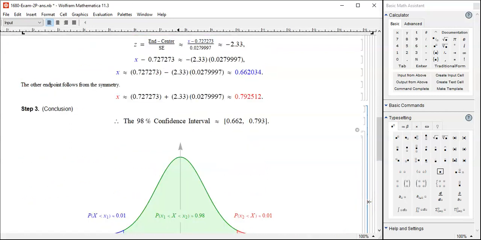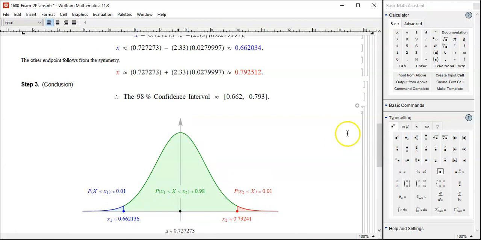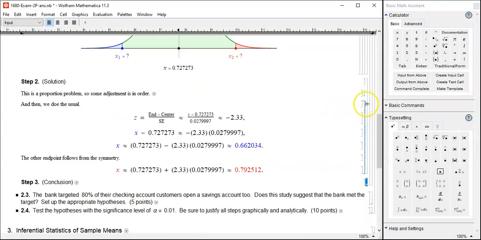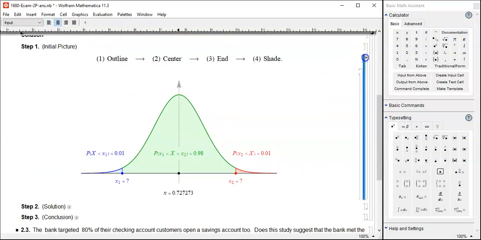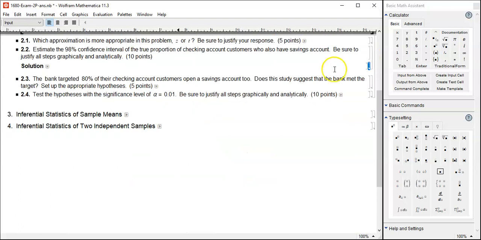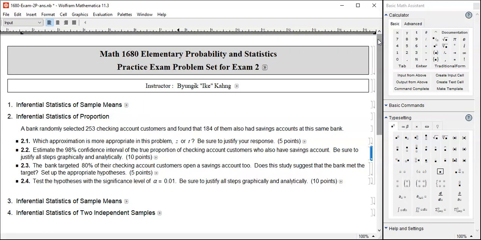Here's the conclusion, the confidence interval: 66.2% to 79.3%, basically. Okay, all right. The confidence interval problem is done. And now let's do hypothesis testing.